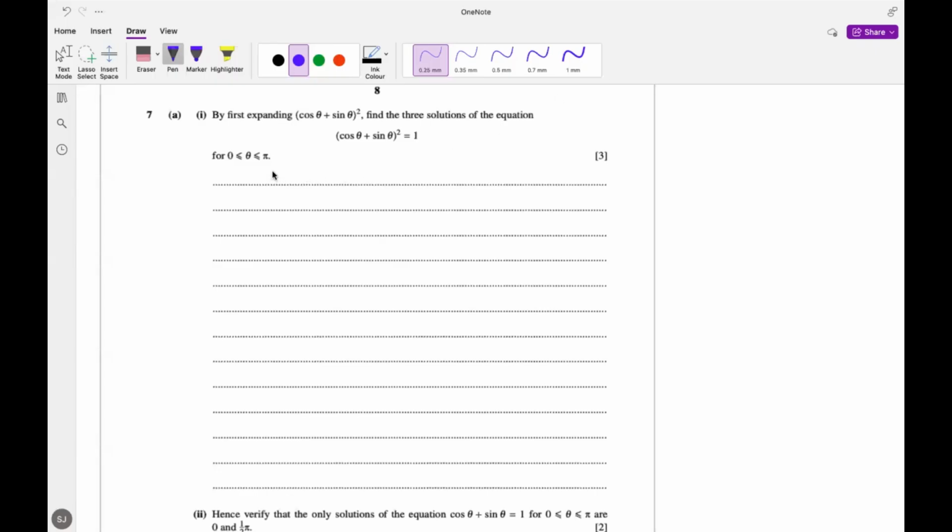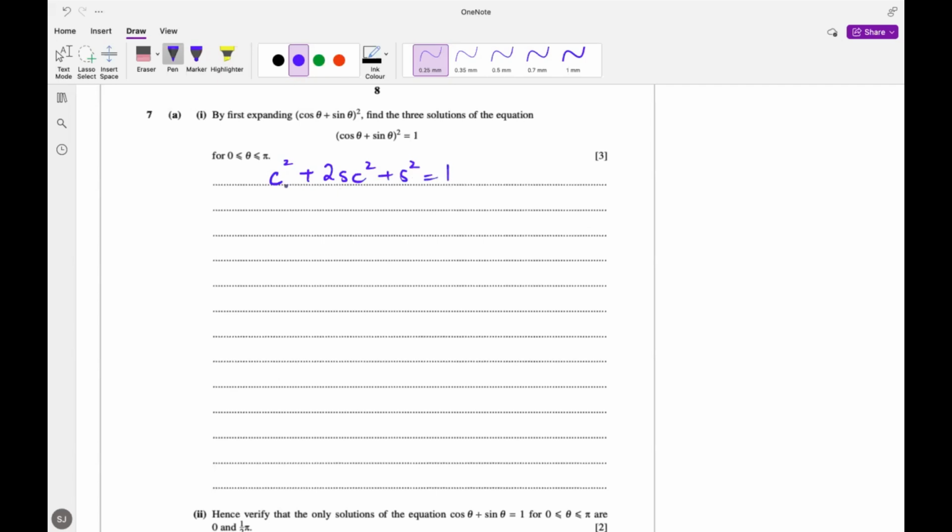In question 7, part 1, it says that by first expanding (cos theta + sin theta)², we have to find the three solutions of the equation (cos theta + sin theta)² = 1. Now, expanding (cos + sin)², I'll be using C and S in place of cos theta and sin theta. So, expanding (cos + sin)², we'll get cos² + 2 sin cos + sin² = 1.